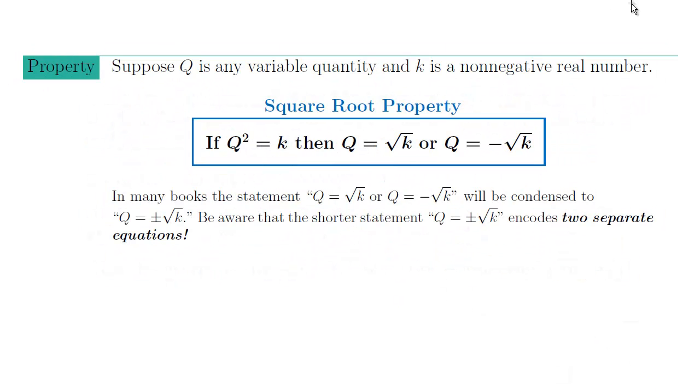The square root property is as follows. Suppose q is any variable quantity and k is a non-negative real number. The square root property states that if q squared equals k, then q equals the square root of k, or q equals negative the square root of k. In many books, this is condensed into the shorthand notation q equals plus or minus the square root of k. Be aware that when you see this statement, it encodes two separate equations. It means q is the positive square root or q is the negative square root.